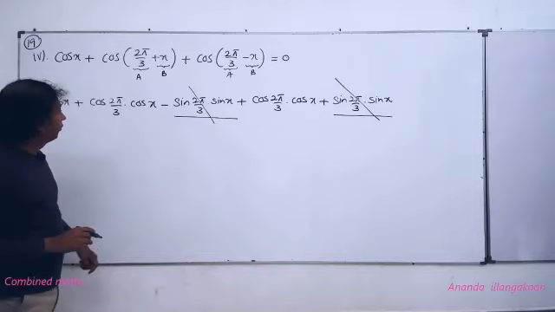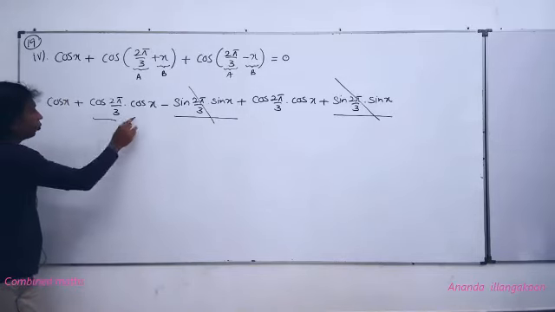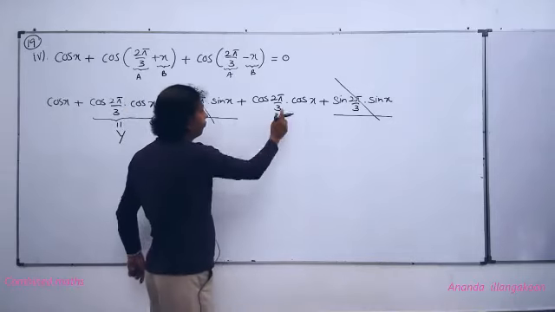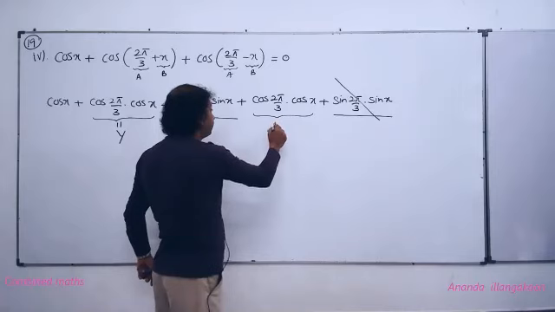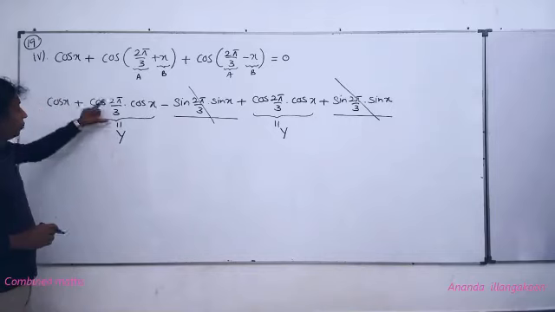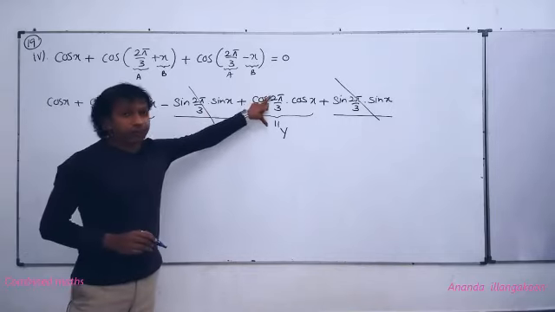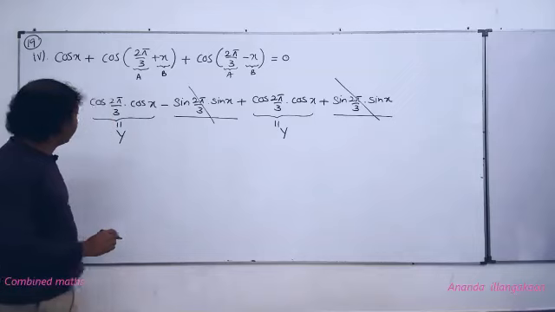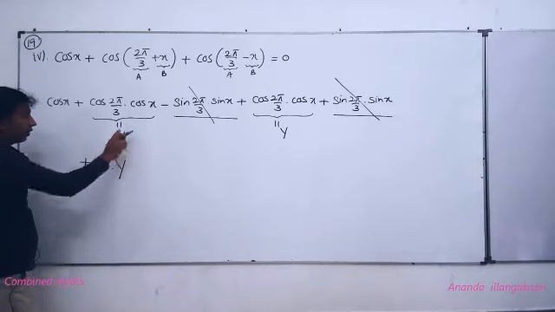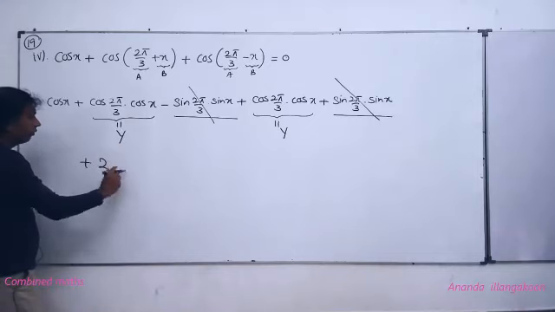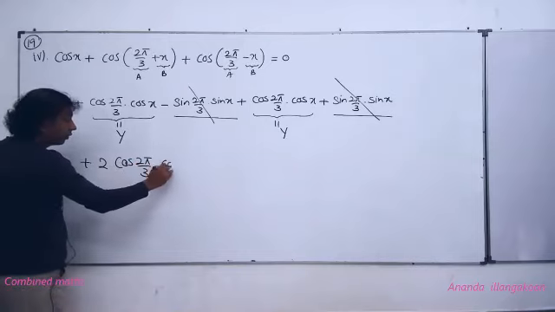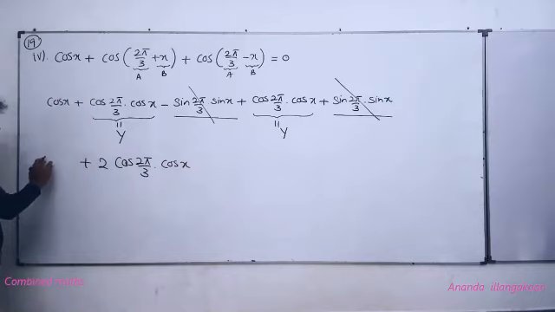And see here, if you take this term as y, the same term only people here we have, no? This also y. This also y. Then this y plus this y is 2 times y, no? 2 times y. What is y really? I can write cos(2π/3) into cos x.